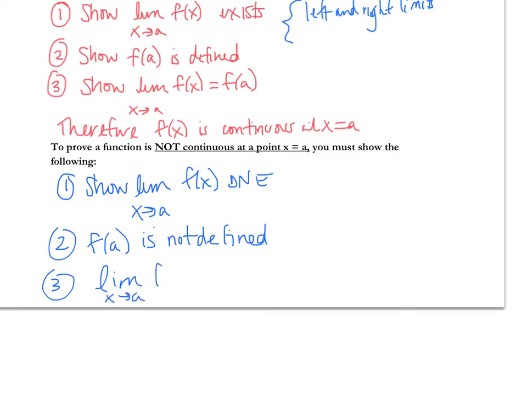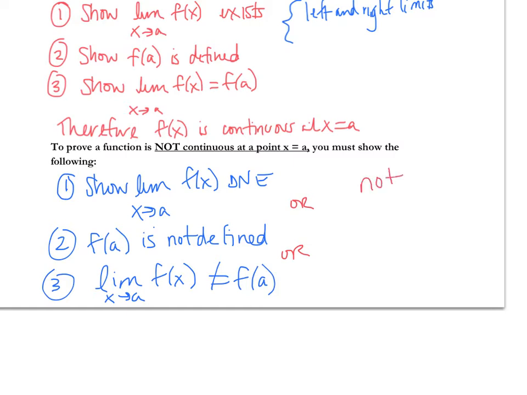So in that case, the limit as x approaches a of f of x would not equal the function value at a. So you only have to show one of these. You do not have to show all of them. And for some functions, more than one reason will work, okay?